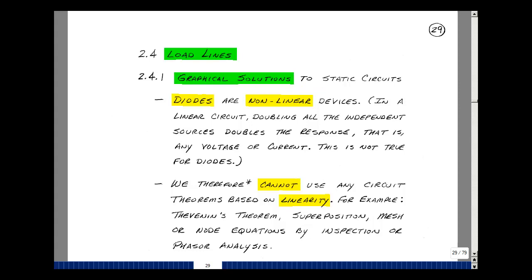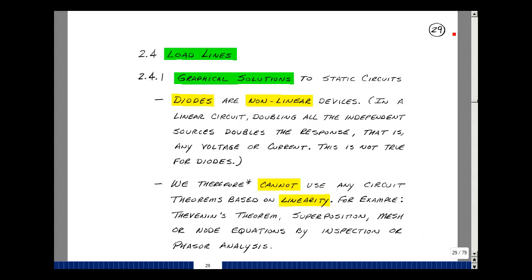As we've seen, diodes are nonlinear devices. What that means is that if you had a linear circuit, if you doubled all of the independent sources, then you double the response. And that response could be any voltage or any current. But that's not true for diodes. What does that imply? We therefore can't use any circuit theorems that are based on linearity. For example, Thevenin's theorem, superposition, mesh and node equations by inspection, or phasor analysis.